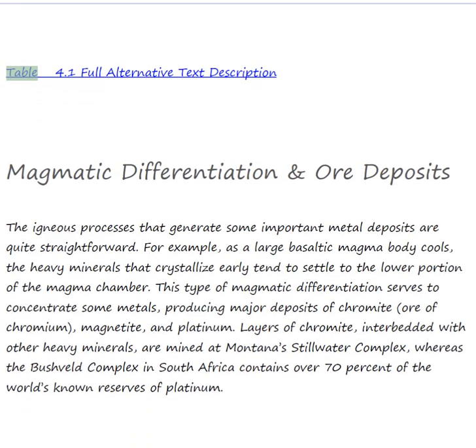Table 4.1 Occurrences of metallic minerals. Table 4.1 Full alternative text description.